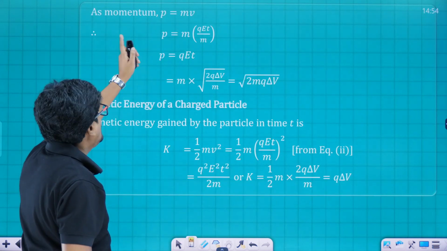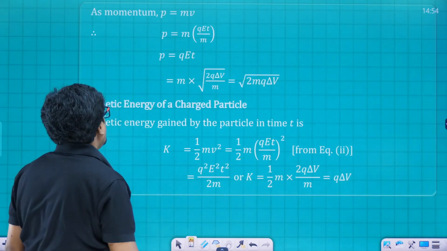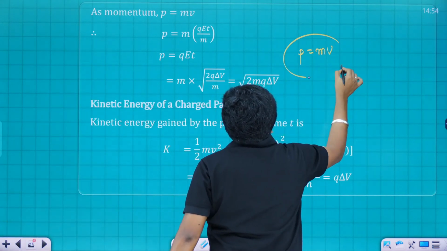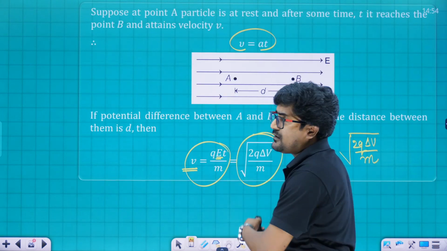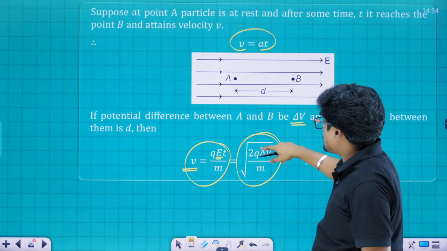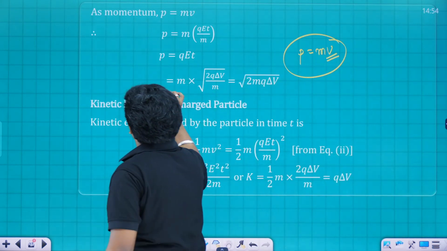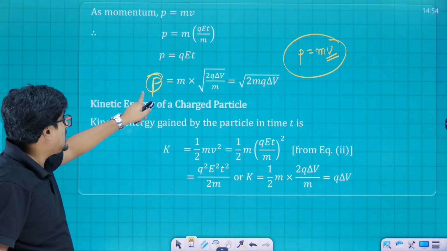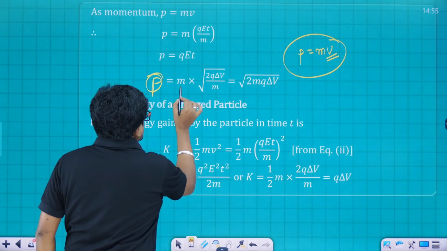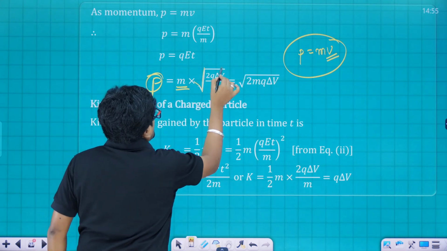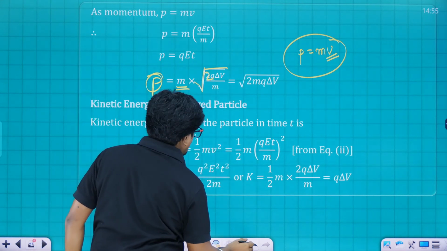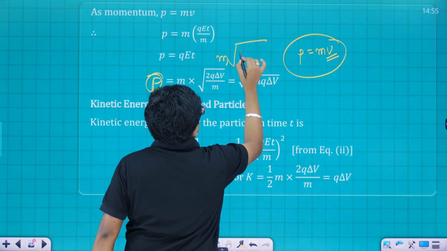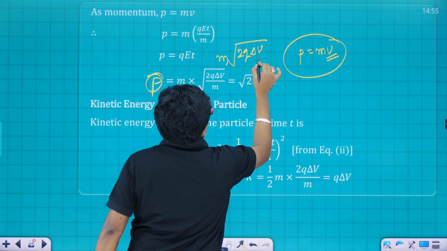Now what about the momentum? We all know that momentum P is equal to m into v. If we substitute the expression for v from the previous slide, the momentum attained by the charged particle is going to be P equals m into under root of 2 times q delta v upon m.